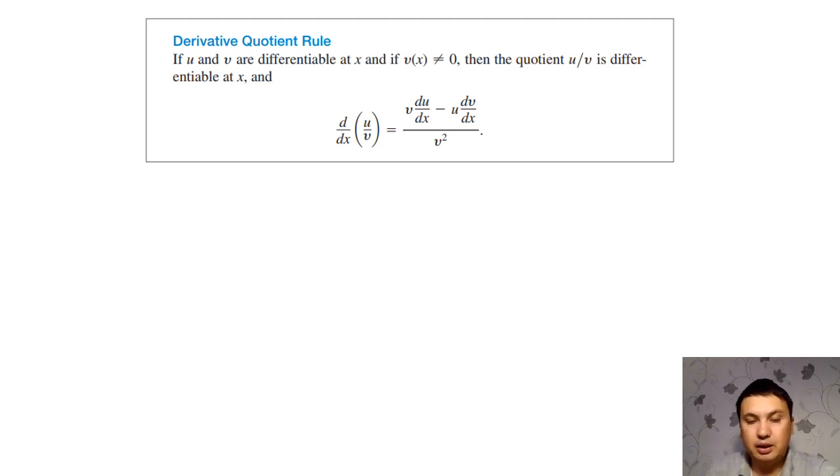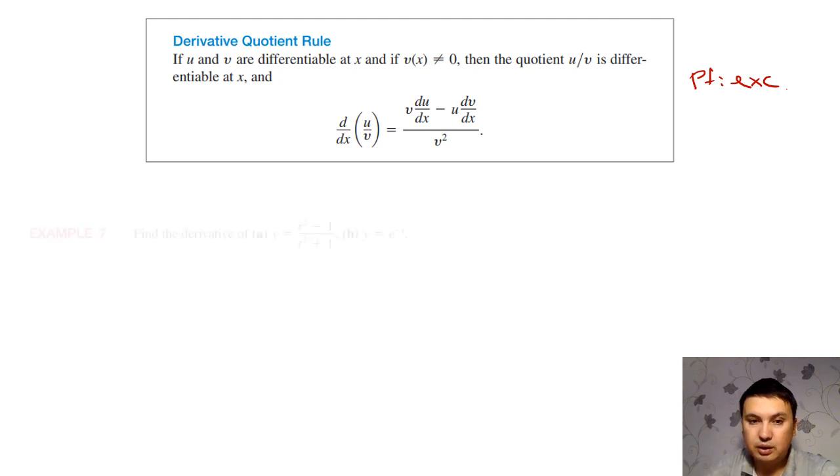Now, another important property is the quotient rule. What it says is the derivative of u over v, the quotient of two functions, is v times du/dx minus u times dv/dx, divided by v squared. Again, I'm not going to give the proof. However, I will leave the proof as an exercise, so take it as an exercise if you're interested.